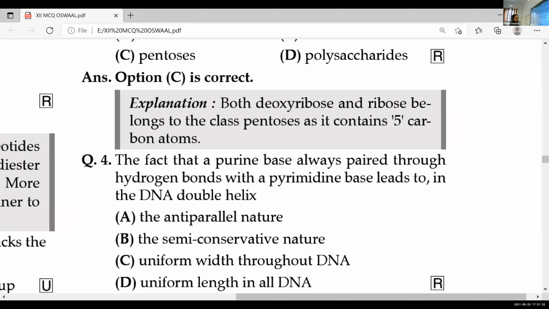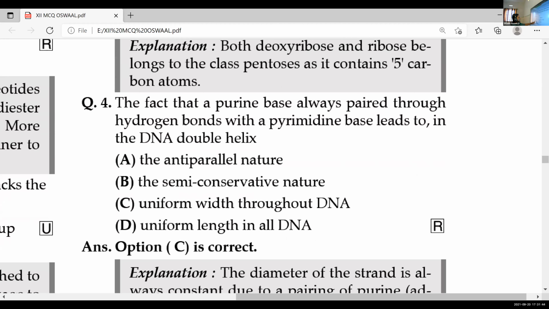Semi-conservative is an entirely different thing. When a DNA replicates, what is happening? Anti-parallel strand nature means one strand goes in the 5' to 3' direction, the other in the 3' to 5' direction. And the bonding between the bases has nothing to do with the length. Here it is mainly the width, uniform width or breadth.